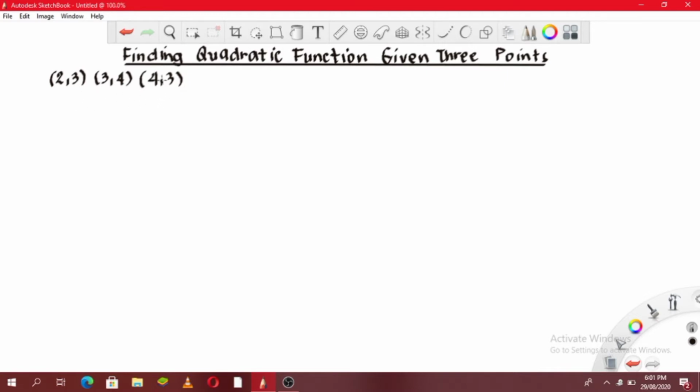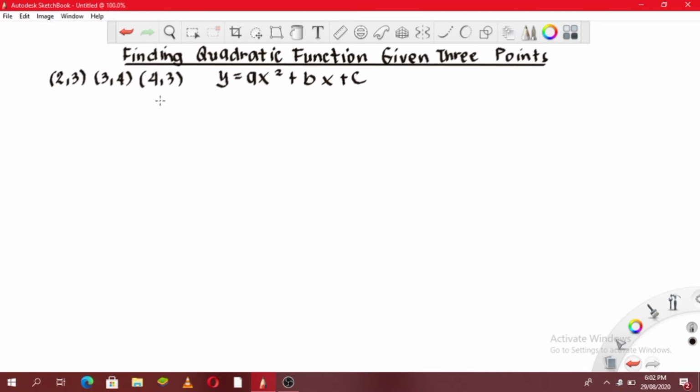So, again, balikan natin na ang quadratic function ay a function in the form y or f of x is equal to ax squared plus bx plus c. So, dito sa lesson na ito, aalamin natin kung ano-ano ang values ng a, b, and c na ilalagay natin sa equation na ito para malaman natin kung anong quadratic function ang may points na ito.